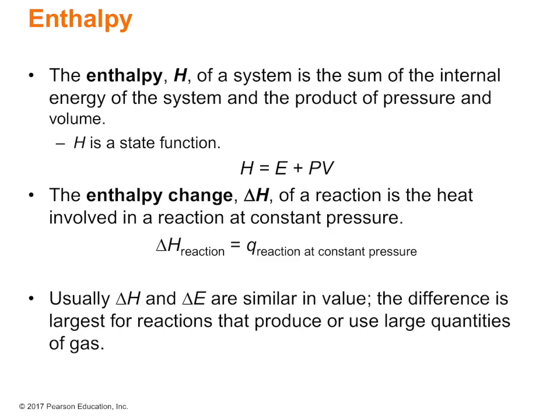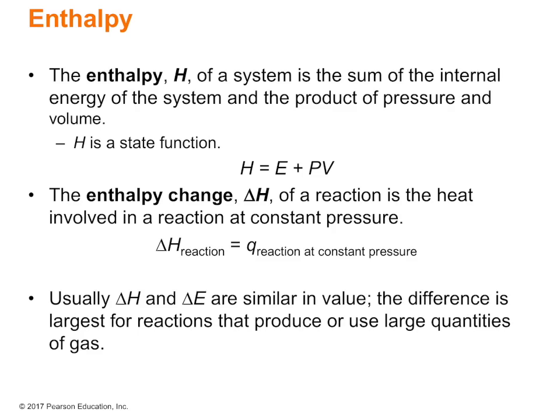Under conditions of constant pressure, a thermodynamic quantity called enthalpy represents exactly this. So enthalpy of a system is the sum of the internal energy of the system and the product of pressure and volume. H stands for enthalpy, so it equals the energy of a system plus the pressure times volume. The enthalpy change, or delta H, of a reaction is the heat involved in a reaction at a constant pressure. So to find delta H, all you're trying to find is the heat of the reaction at a constant pressure. Usually delta H and delta E are similar in value.